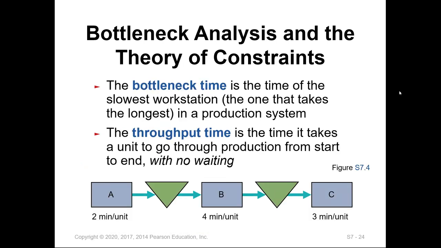So the bottleneck time is the time of the slowest workstation, the one that takes the longest time in a production system, while the throughput time is the time it takes a unit to go through production from start to end with no waiting time.